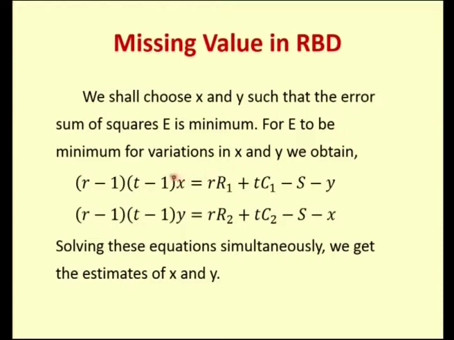For E to be minimum for variations in x and y, we obtain the two equations as (r minus 1) into (t minus 1) x is equal to small r into R1 plus small t into C1 minus S minus y, where S is nothing but the total of all the known observations and R1 is nothing but the total of the row where the first observation is missing. And the next equation is (r minus 1) into (t minus 1) y is equal to small r into R2 plus t into C2 minus S minus x. Solving these two simultaneous equations, we get the estimates of x and y.